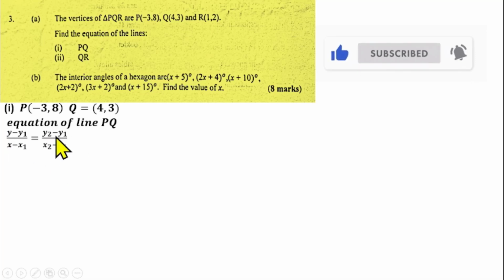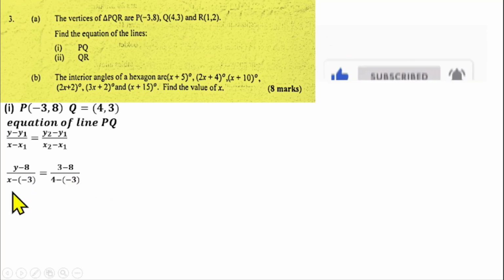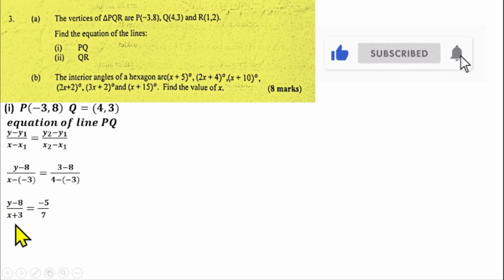y and x are the variables in the equation, and we can get our y1 and x1 from the coordinates given to us here. Likewise, you can get this from the coordinates as well. Our y1 is 8, x1 is minus 3, y2 is 3, and x2 is 4. So if you substitute that, we have y minus 8 over x minus minus 3, because our x1 is minus 3, equals y2 is 3 minus y1 is 8 over x2 is 4 minus x1, which is minus 3. So if you simplify that further, we have y minus 8 over x plus 3 equals minus 5 over 4 plus 3, which is 7.